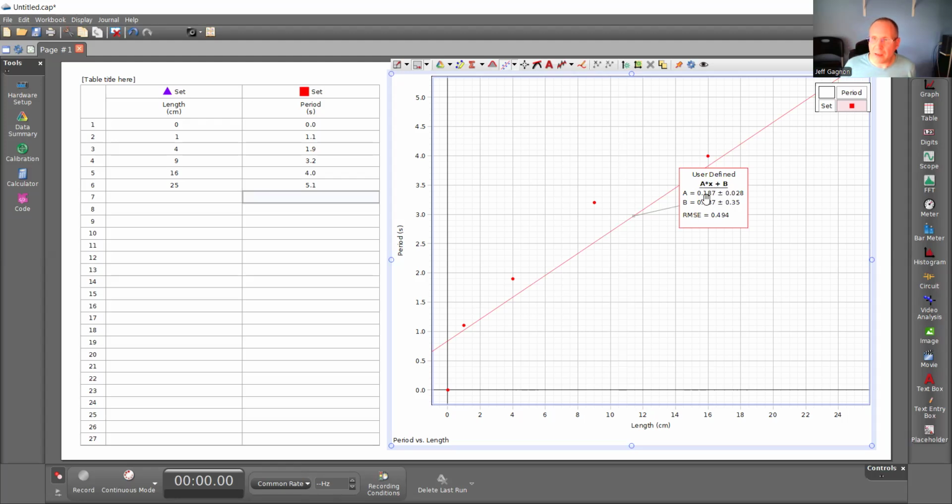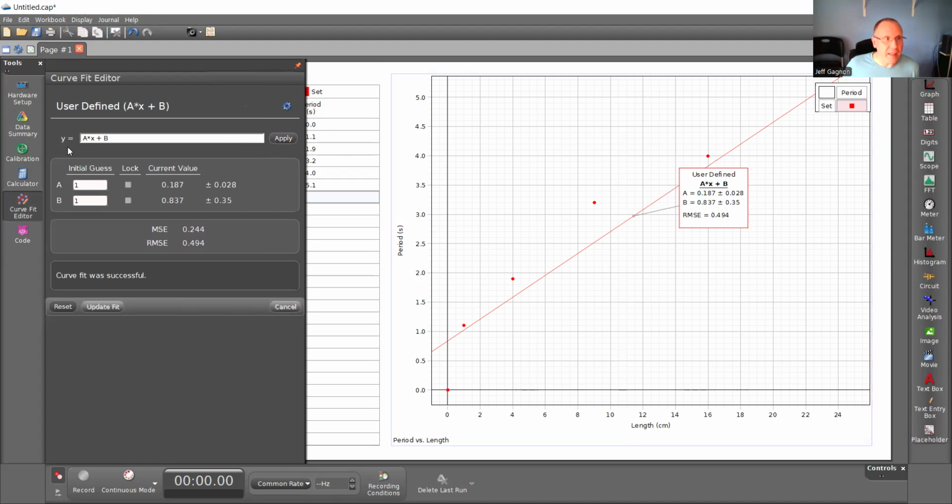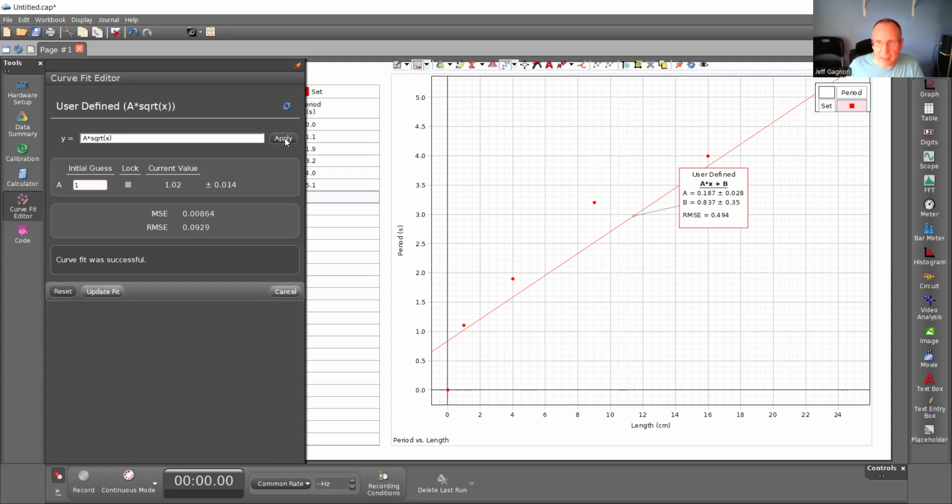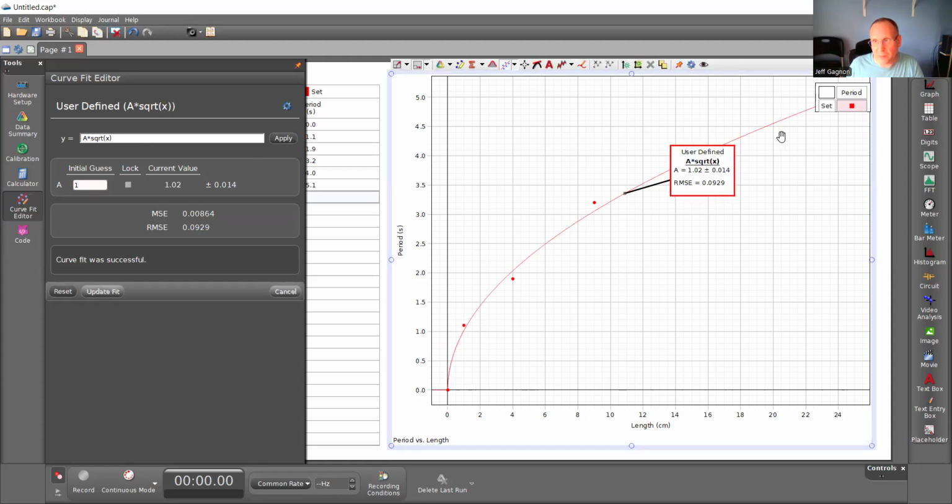To do that, if I click on this information, you'll notice on the left-hand side of your Capstone, it'll bring up this curve fit editor. So we're going to click on that. And then here where it says y equals, this is the equation that we want to fit it to. There could be some constant out front, a, so I'll leave that a times, and then I'm going to do sqrt parentheses x close parentheses. So that defines a general square root function. And then if I hit apply here, it should actually do the nice fit.